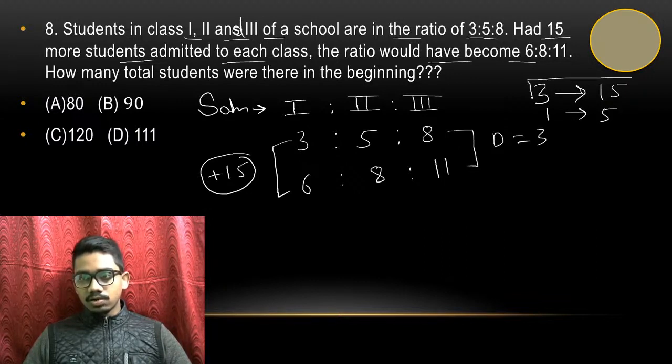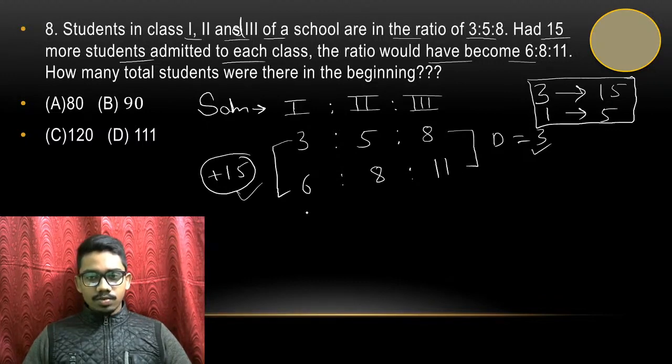This is the basic logic of this question. For the difference of 3, 15 students are added. For the difference of 1, I am applying the unitary method over here. For the difference of 1, 5 students will be added. So see what I can do. I can write 3x plus 5x plus 8x.